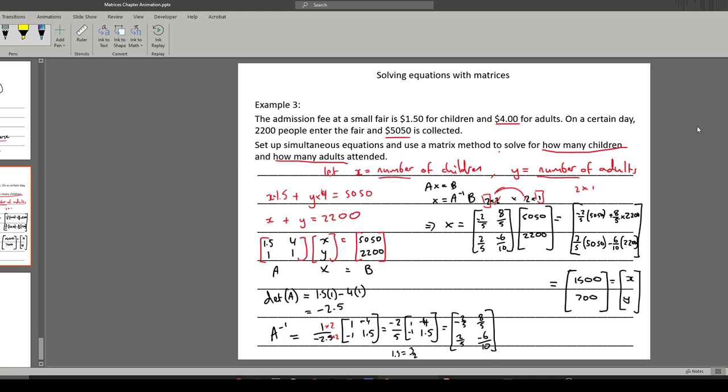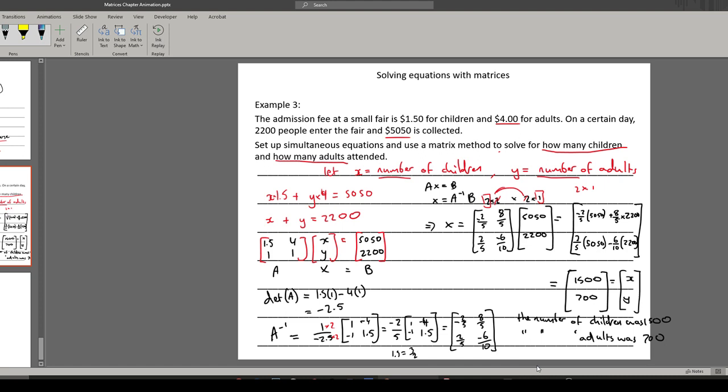Now, worded problem means a worded solution. The number of children was 1500, and the number of adults was 700. All done. Now that's a bit messy. That had some fractions all through it, and then some multiplication by some large numbers, but I'm just showing you can do it by hand.